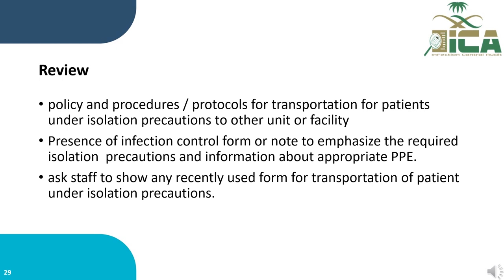During your visit or audit, you can ask the staff to show you any form used for the transportation of a patient under isolation precaution, with a clear mention of the required personal protective equipment. This should be in addition to verbal communication. Verbal communication is not enough to be sure they are informing the unit or facility about the isolation precaution and the appropriate personal protective equipment. It should be documented in the patient's medical file.